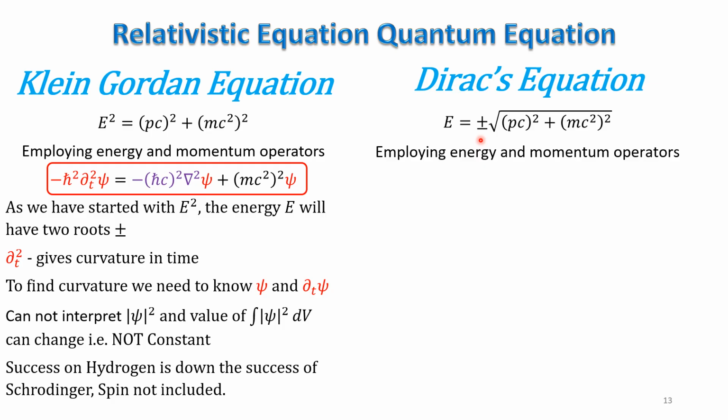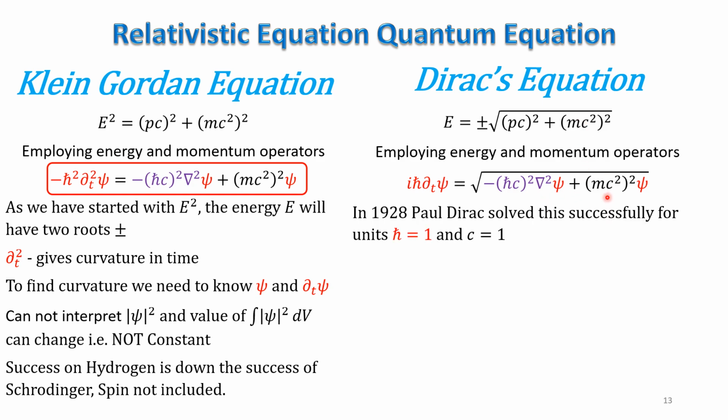He had a very strong belief in his equation and he was insisting upon the existence of antimatter because he believed that his equation is very accurate, employing the energy and momentum operators. i h cross partial derivative with respect to t operated on psi will give energy times psi, and p square is represented by minus h cross square c square del square operated on psi, and this term remains as it is with multiplication of psi.